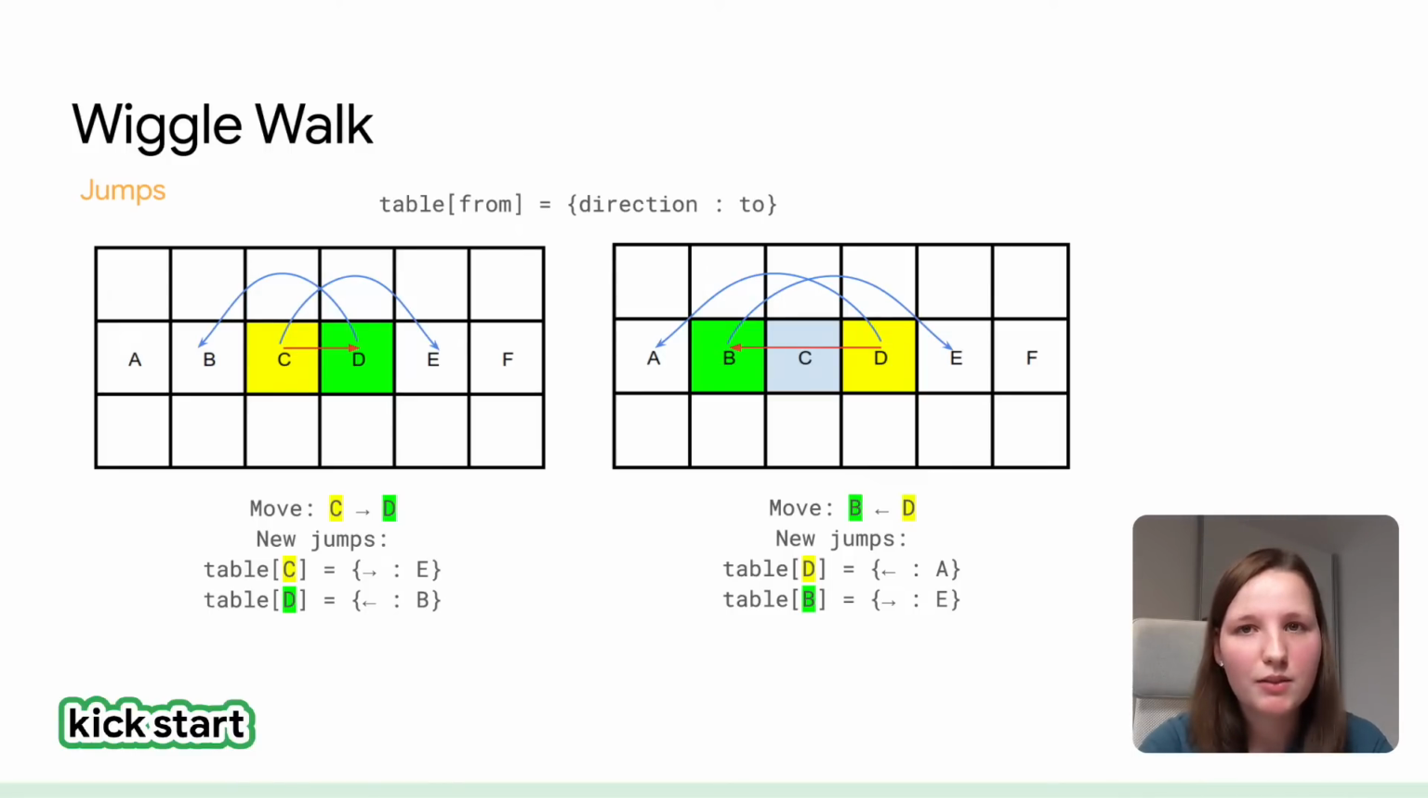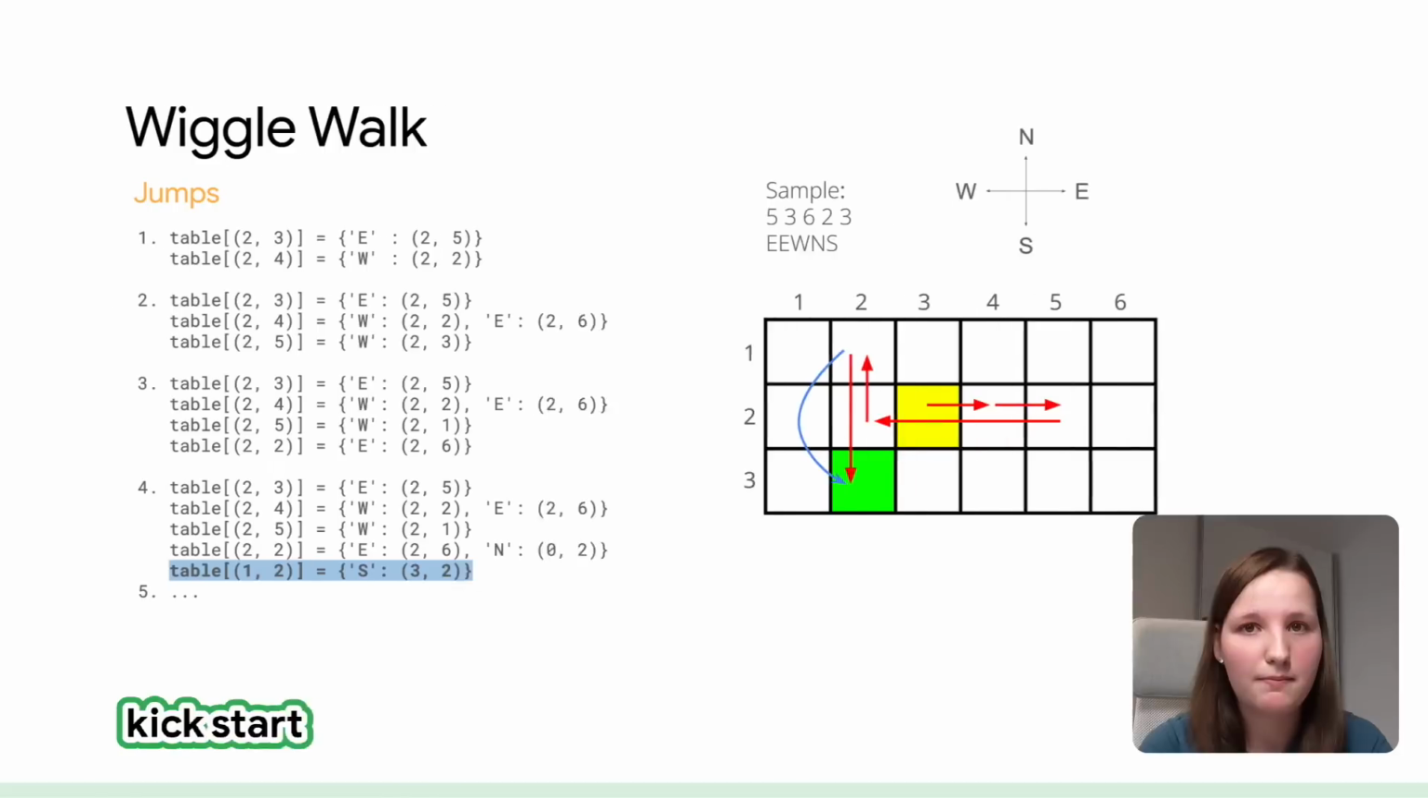In the table, we will now store possible jumps. For this example, we will add two new jumps to the table, one from cell C to cell E and one from cell D to cell B. After the next move from cell D to cell B, we can again add two new jumps to the table, one for starting cell D and one for finishing cell B.